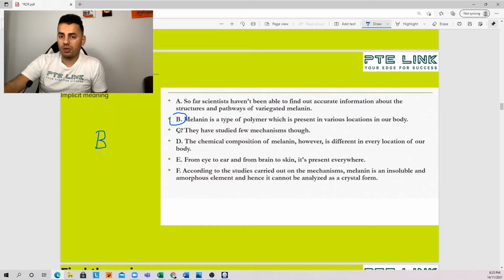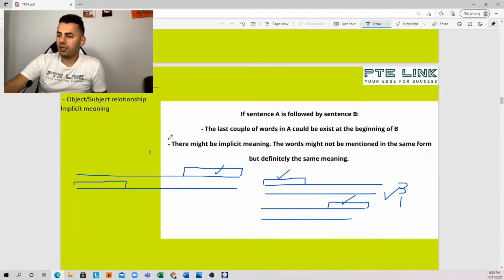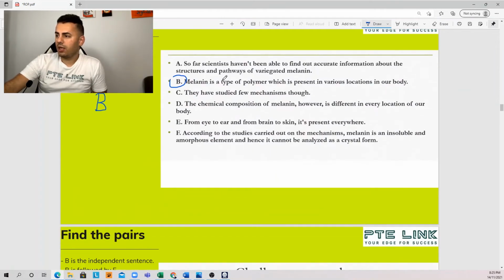B is my first sentence. This is the most general one. So you're going to nominate it as the first sentence. Now, if I need to apply the tip that I did talk about here today, looking at B, take a look at the end of B, various locations in our body. Where could you find the meaning of this phrase? At the beginning of which sentence? Do we have this potential relationship? Yes, we do have it here in E.